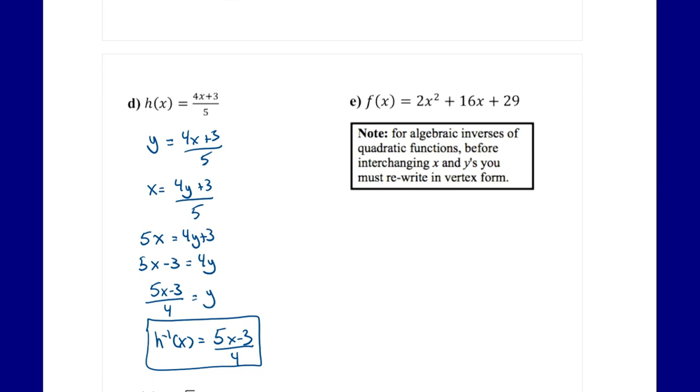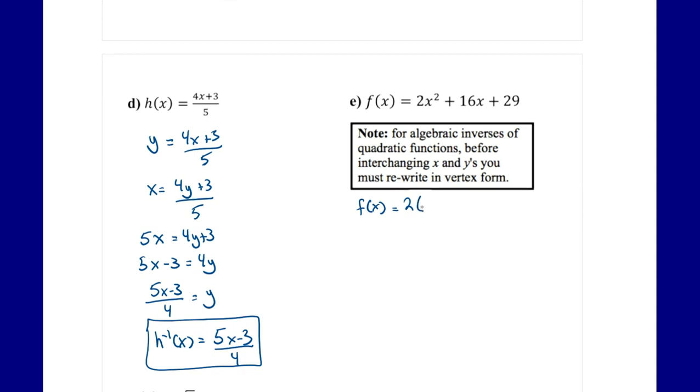When we're dealing with quadratic functions, or trying to find the algebraic inverse of a quadratic function, before we can interchange the x and y's, we have to work with it in vertex form. So we need to convert this quadratic function to vertex form first before we are able to find the inverse function. So for this one, we're going to have to use completing the square.